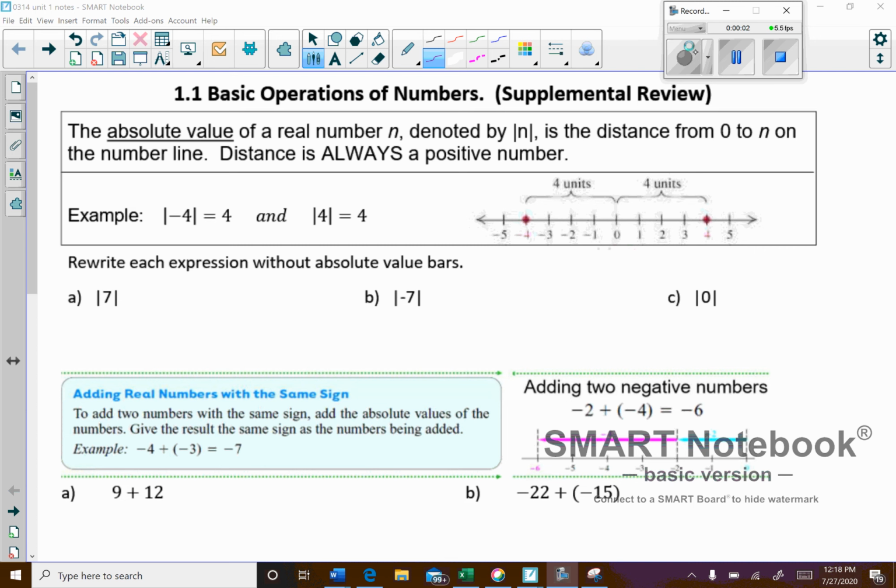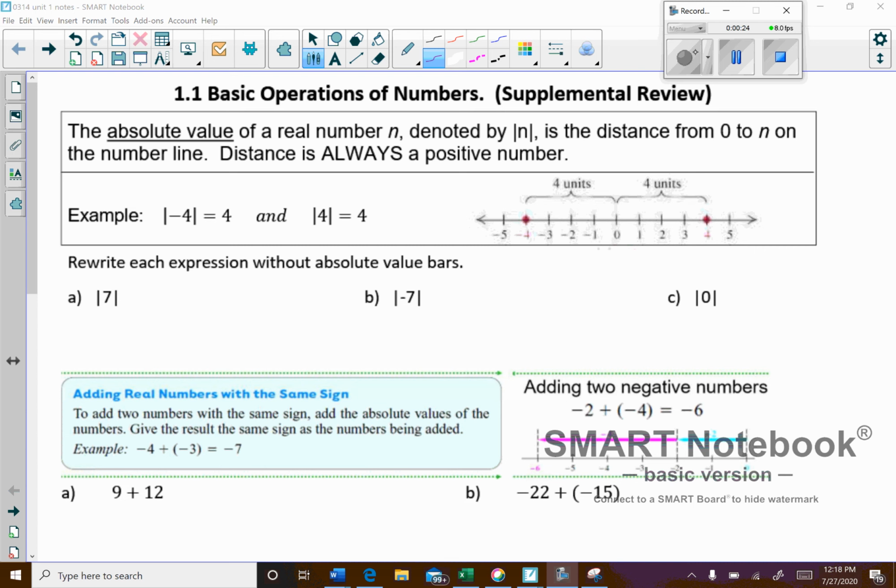All right, so we're looking at basic operations of numbers. And just a quick note, this is going to be very fundamental, so refrain from using a calculator. It's going to help you immensely as you go further in this course and beyond. So make sure that you refrain from using that.